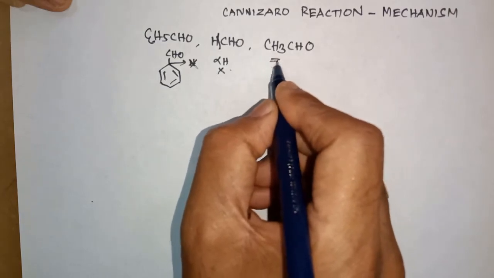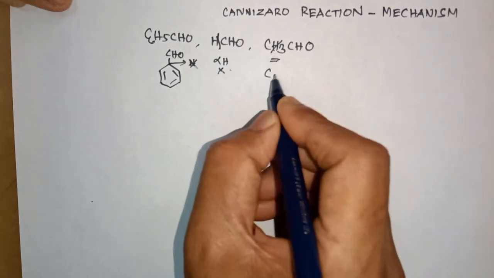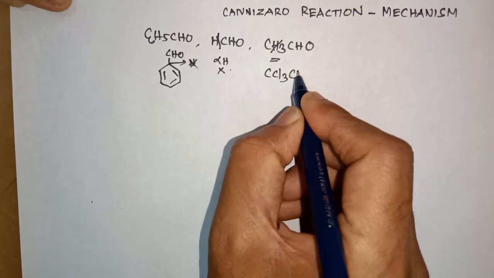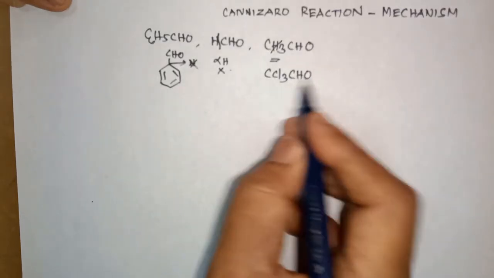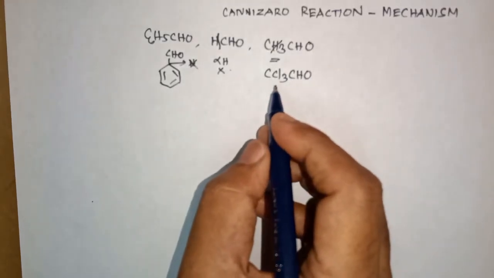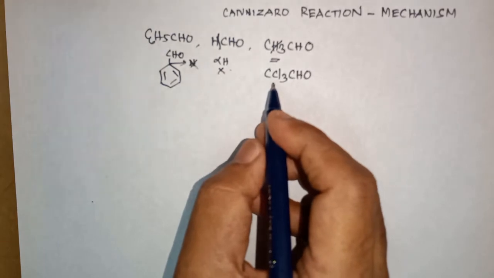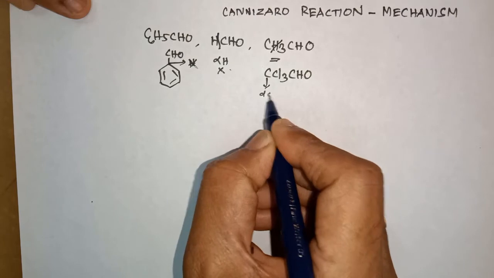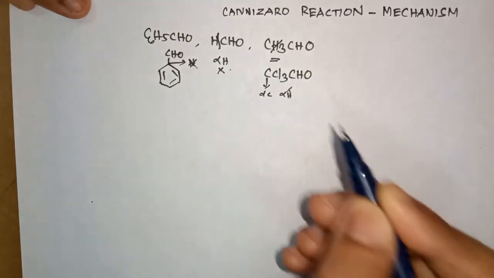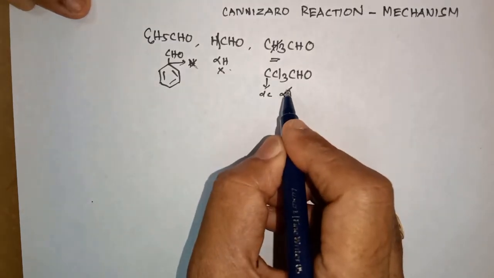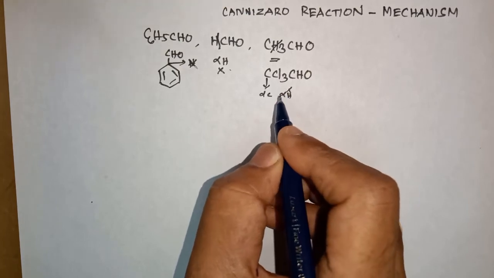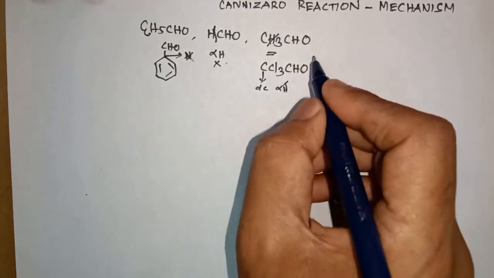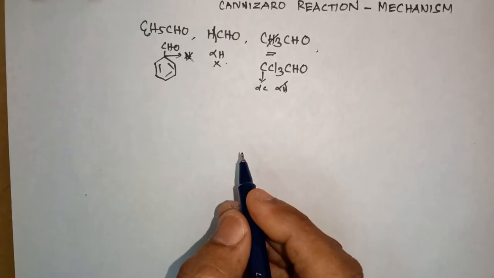Suppose I replace all the three hydrogens by chlorine atoms. Assume this Cl3CHO. It is named trichloroacetaldehyde. Will it be involved in the Cannizzaro reaction? Definitely it is, because although the alpha carbon is there, there is no alpha hydrogen. Alpha hydrogen is absent. So it is involved in the Cannizzaro reaction. Right. Now, how to carry out this Cannizzaro reaction?